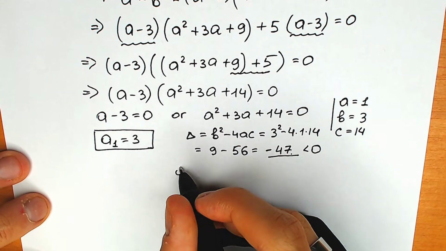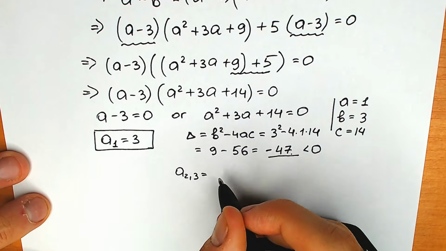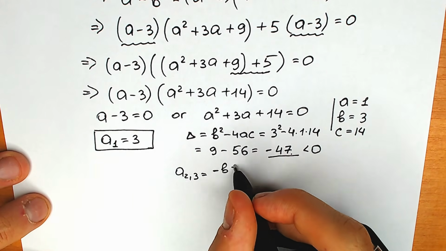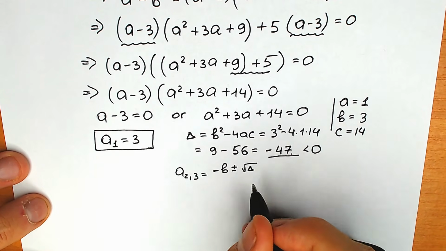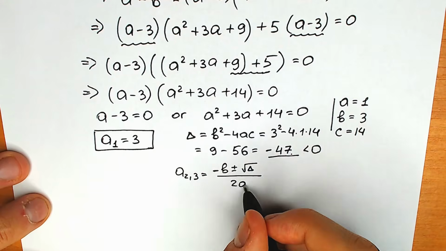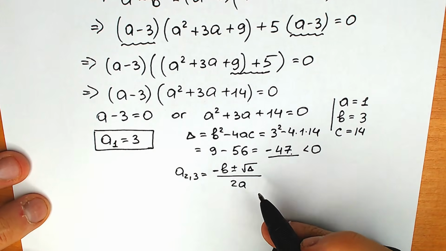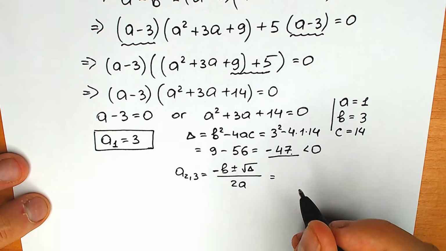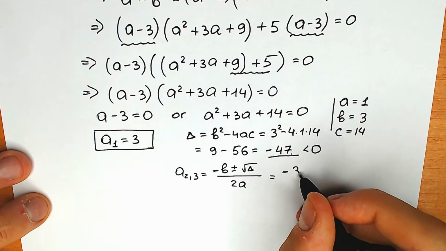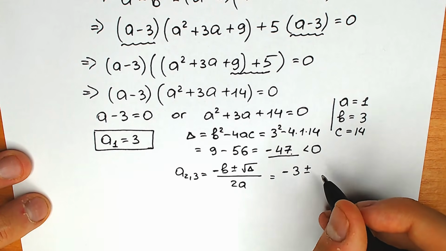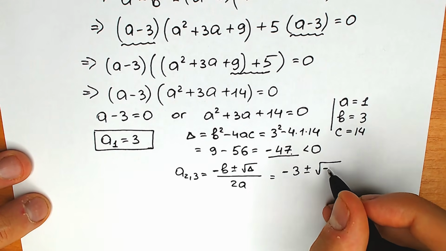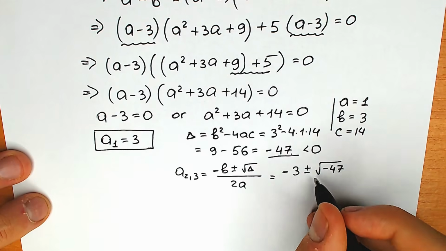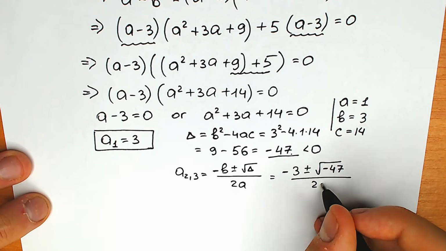So a second and a third is equal to minus b plus minus square root of discriminant, all over 2a. So let's plug each of these elements into this spot. We know everything about it. So in our case, we have minus b, minus 3, plus minus square root of discriminant, square root of minus 47, and we divide it by 2 times 1.